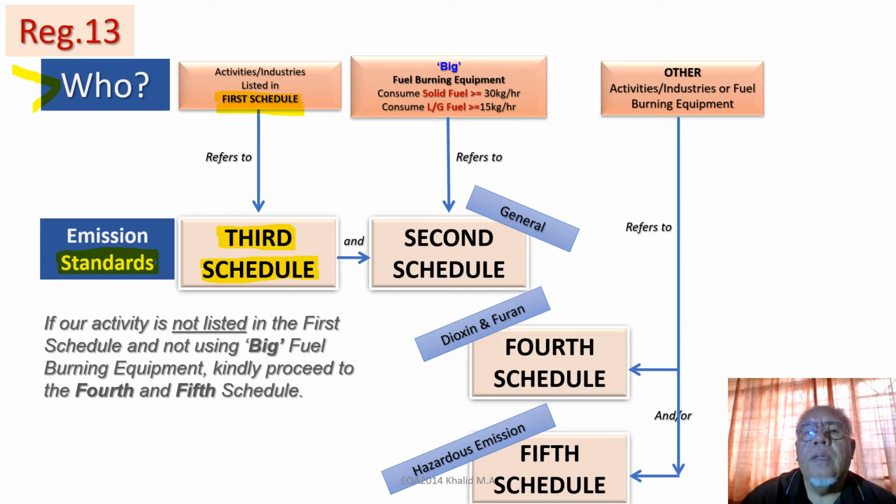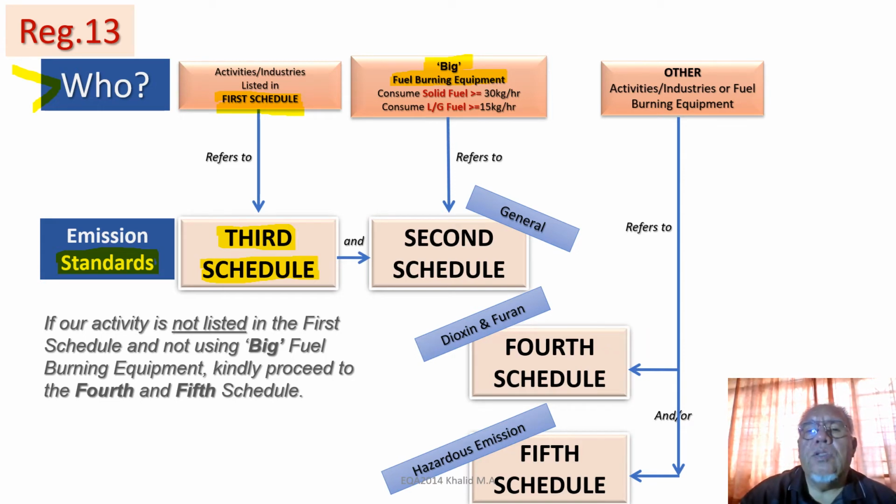Fuel burning equipment. The big type of fuel burning equipment, the big type of genset, the big type of boiler, the big type of furnace, oven, burner, and all this. Because why? When they are big, they have a special standard to comply. Watch.